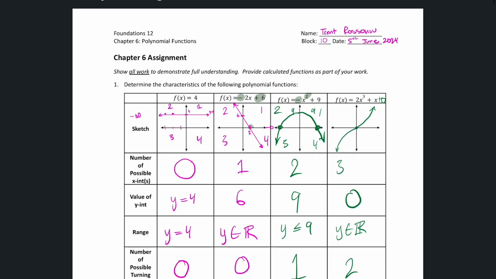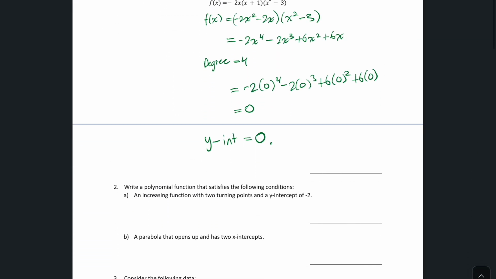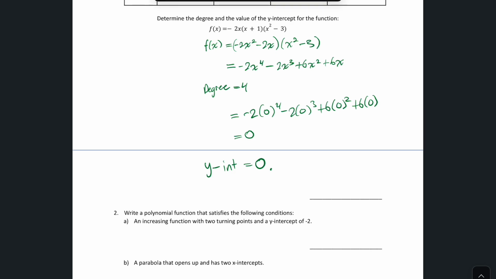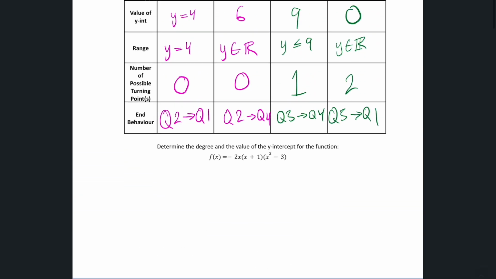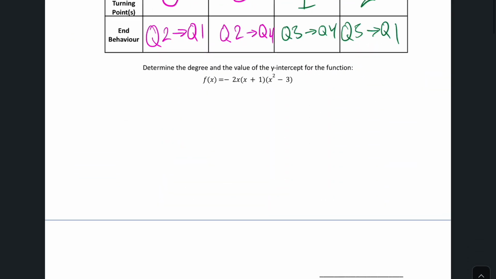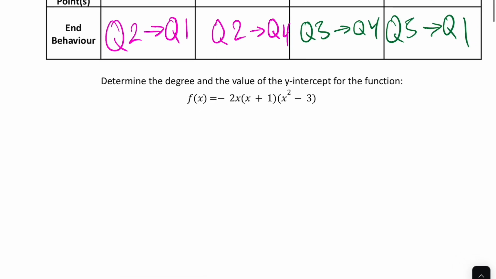Okay, sweet. So we are continuing on. I'm gonna redo this question because I don't know if I cut it out of the video or not at the end. But we're continuing on with assignment 6, or chapter 6 assignment rather.